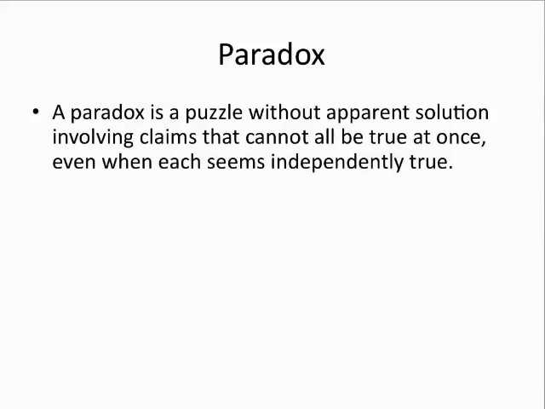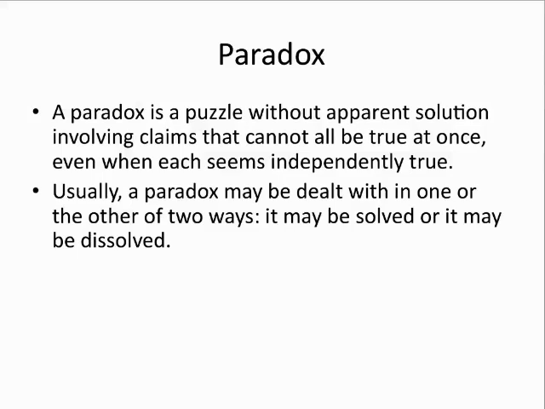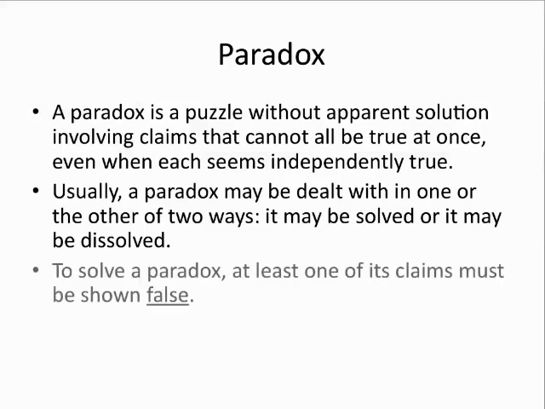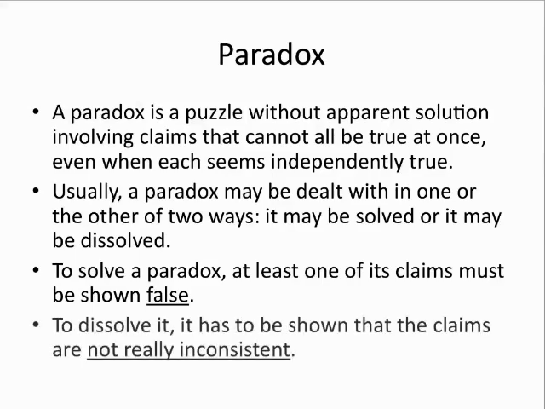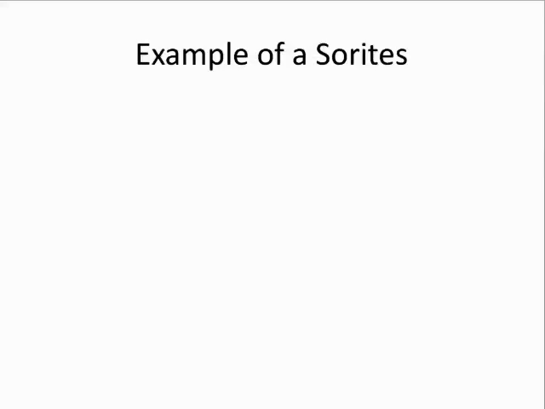So what precisely do we mean by a paradox? It's a logical puzzle without apparent solution. It seems to have premises and a conclusion that, taken independently, all seem true, yet taken together can't all be true. Usually, logicians tackle paradoxes in one of two ways. They either solve them or they dissolve them. To solve a paradox, you have to show that at least one of its claims is false. To dissolve a paradox, you need to show that the claims aren't really inconsistent, which means that they don't contradict one another.